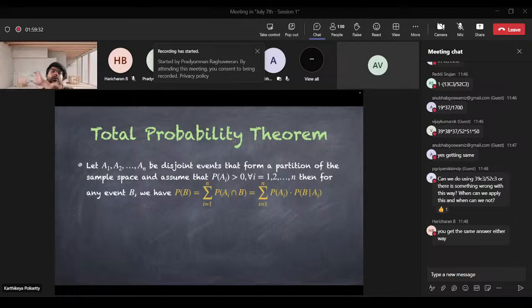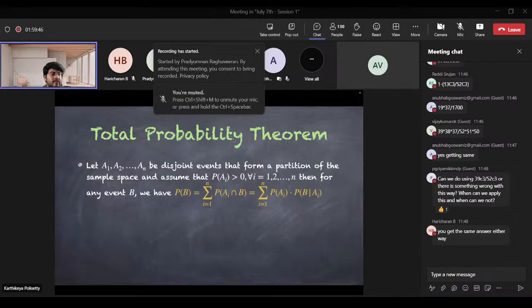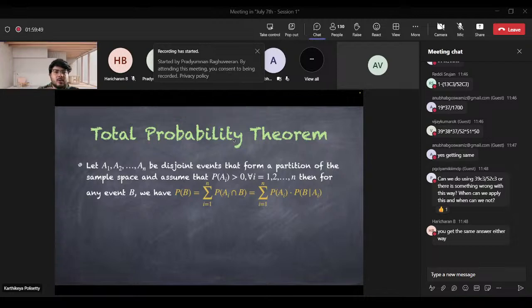So what is this? If this is our entire sample space, we are dividing it into different parts, which are disjoint events, like this is A1, A2 and so on. When we want to get the probability of B in the sample space, B is somewhere located in the sample space. So P of B is the same as P of S intersection B, because the universal set intersection something is the same set. So we can write P of B as P of S intersection B, and S we can write as A1 union A2 union and so on to An.